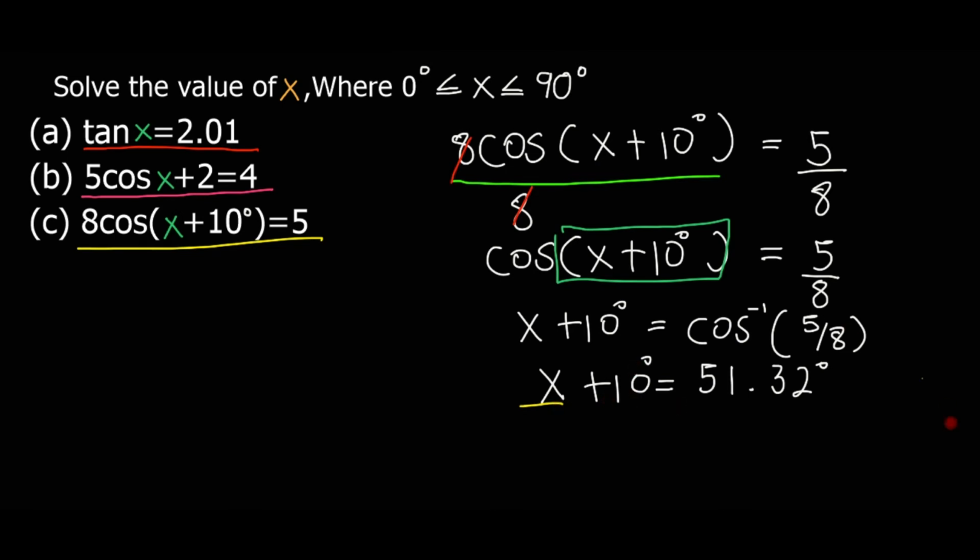This means re tlo tšea 10 re isha to the other side, therefore re tlo ba le x is equals to 51.32 degrees minus 10, therefore re tlo ba le 41.32 degrees, and then yaba our final answer.